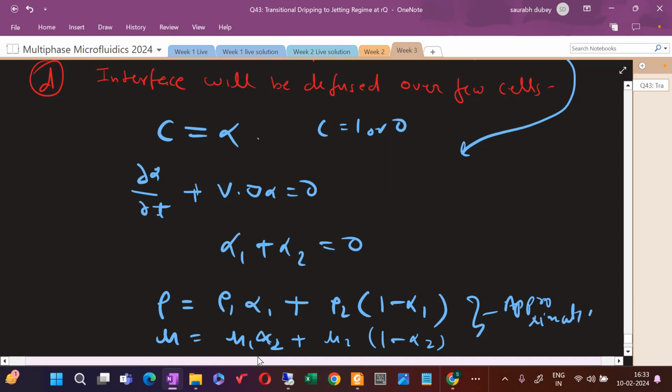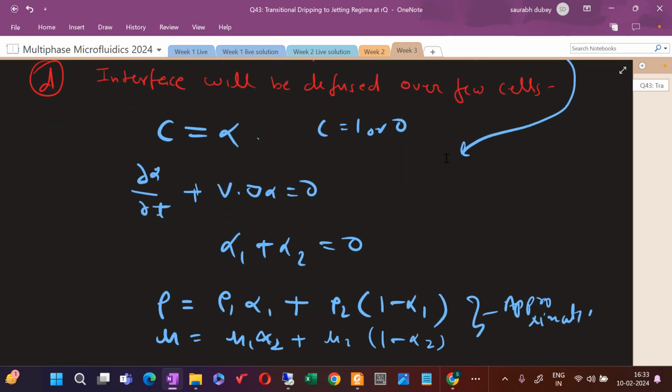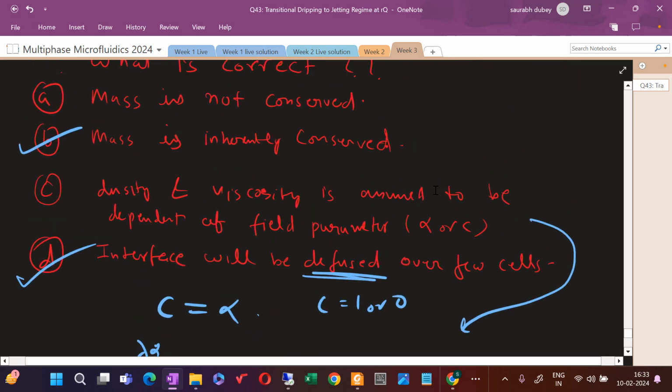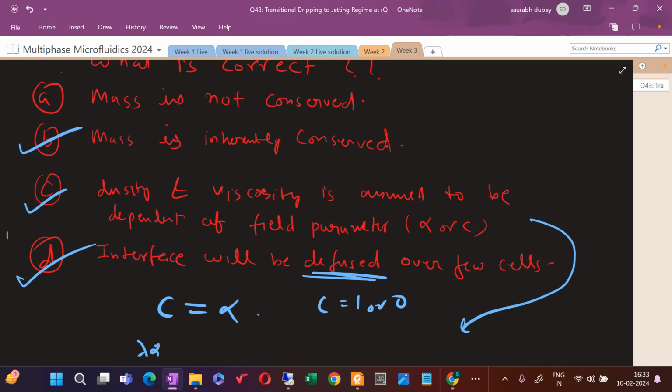So that is the one thing. And the interface will be defined over few cells, so it is diffused over few cells. So this is the correct one. This is also the correct one. So BCD is the correct answer for the given problem.